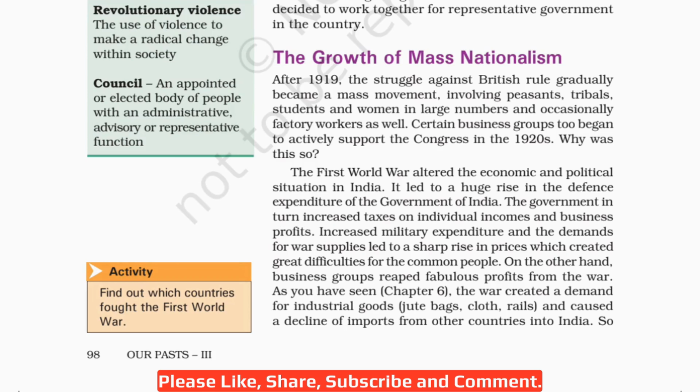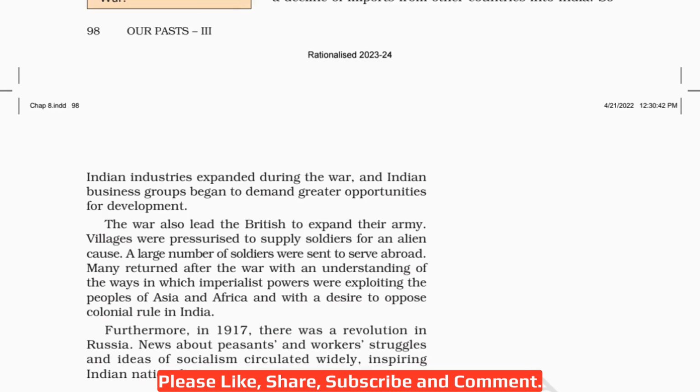They were gaining profits. So the war created a demand for industrial goods like jute bags, cloth, rails, and caused a decline of imports from other countries into India. So Indian industries expanded during the war. The Indian groups began to demand greater opportunities for development. Because the boycott happened, things were not imported from other countries. So the Indian industries expanded because people were buying from them only and their business expanded. The profits rose, and that created greater job opportunities for people.